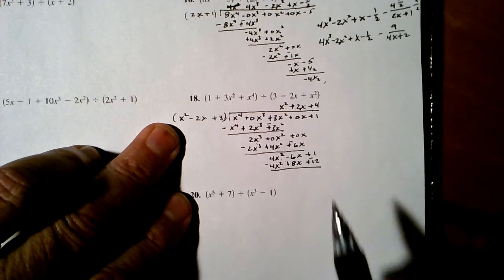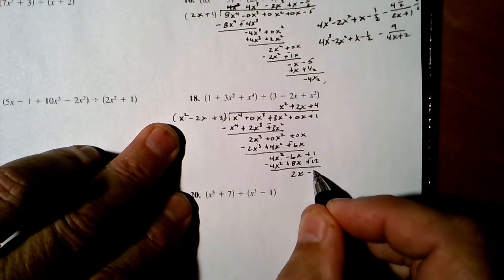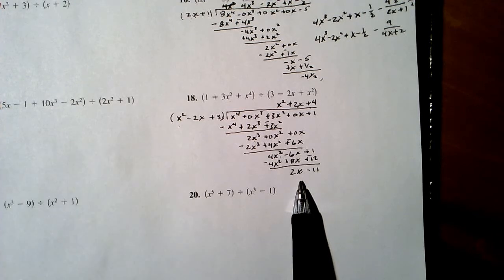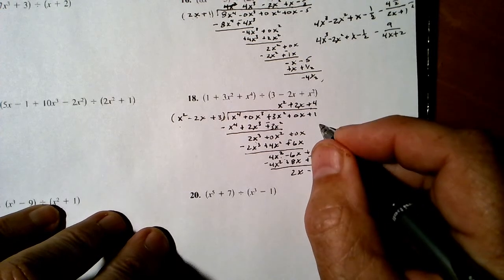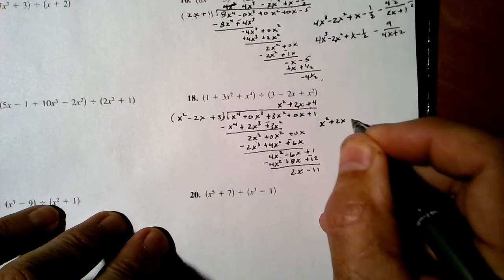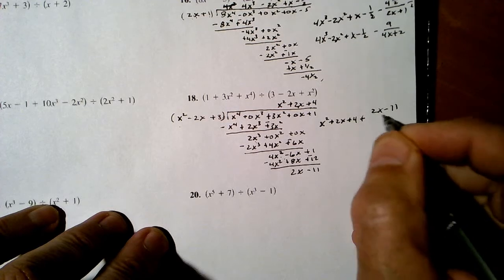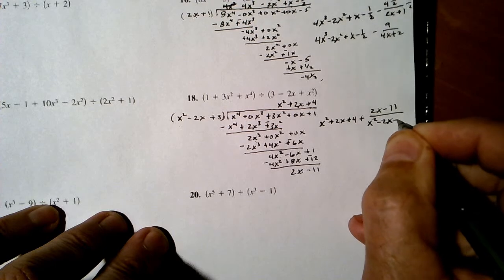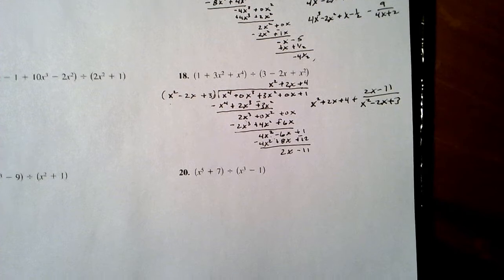opposite, opposite, opposite. 0, 2x, minus 11. At x squared, we can't get it into 2x. So that's our remainder, which still needs to be divided by this. So our solution is x squared plus 2x plus 4 plus the 2x minus 11 that has yet to be divided by x squared minus 2x plus 3. Alright, there we go.